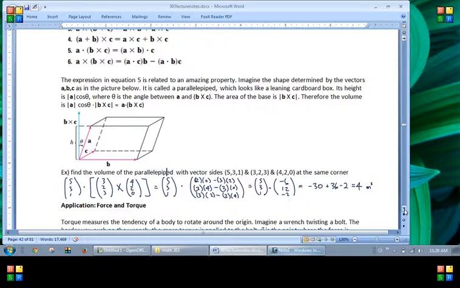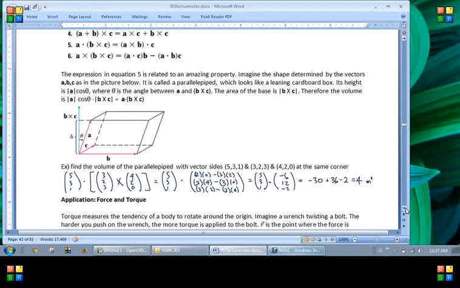Okay, so let's take a look. Torque measures the tendency of a body to rotate around the origin, or to rotate around an axis. A nice simple way to imagine this is a wrench twisting a bolt. The harder you push on the wrench, the more torque is applied to the bolt, the more the bolt is going to have a tendency to twist.